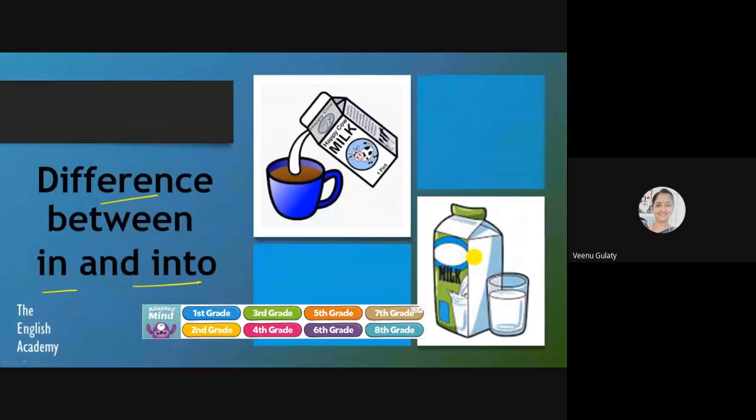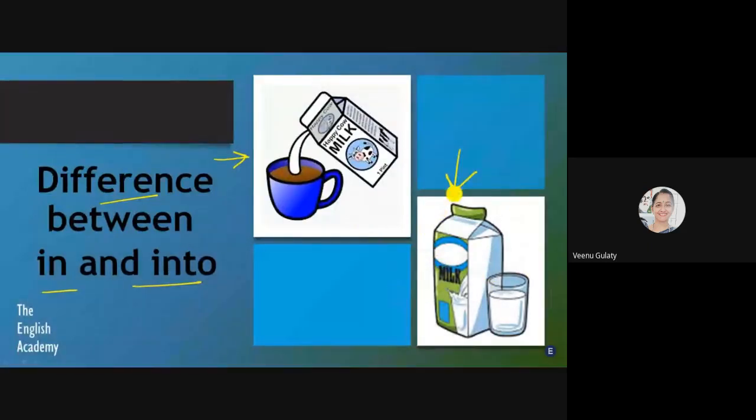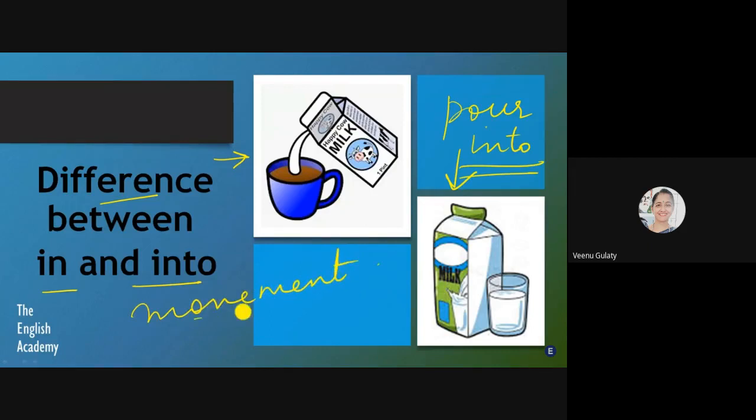जैसा कि आपको images में भी दिख रहा है, in: when the milk is in the glass, in the bottle, it is already there. And pour the milk into the cup. Pour the milk into the cup. Then it is changing its medium. From the carton, it is going to the cup. I mean, it is showing the movement, right?